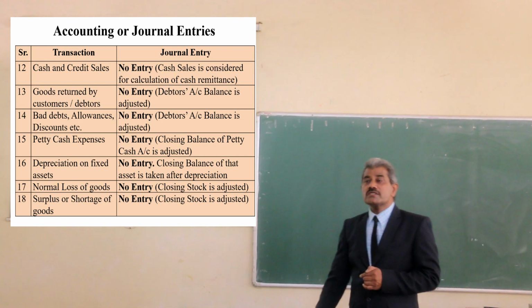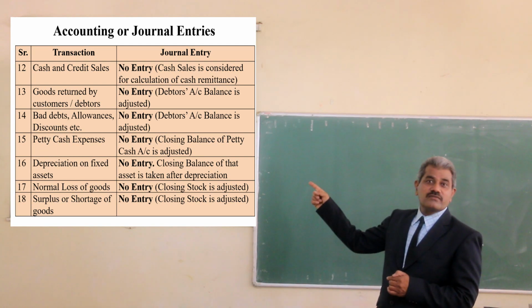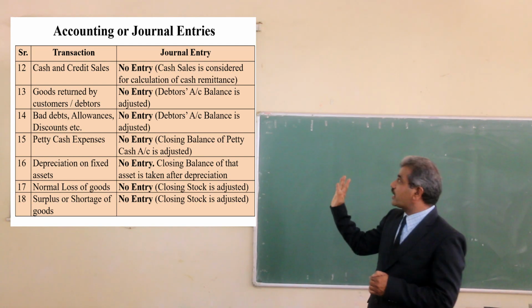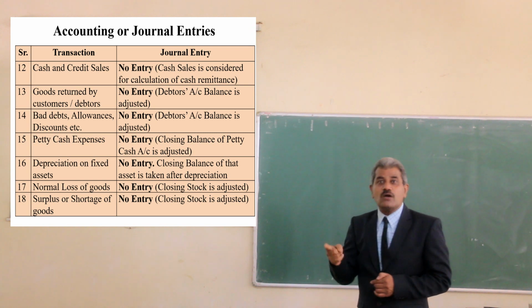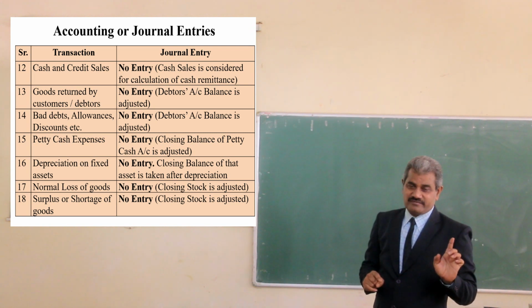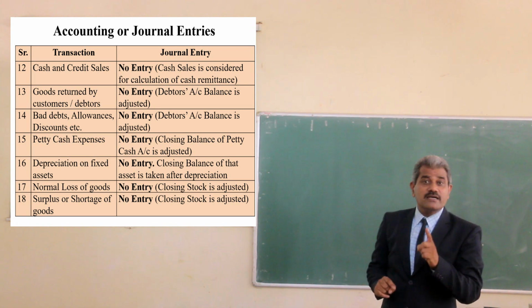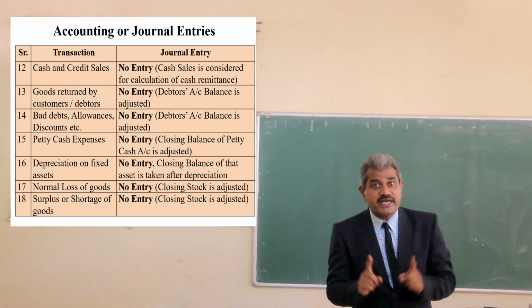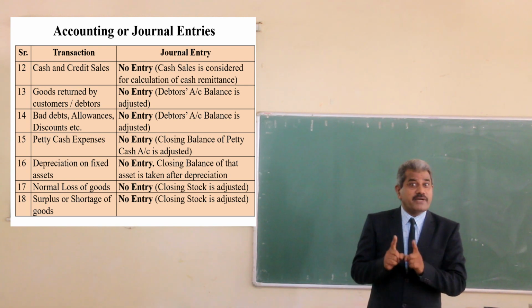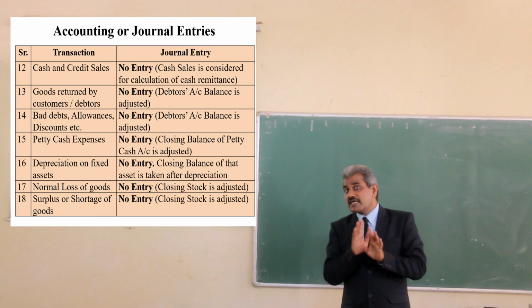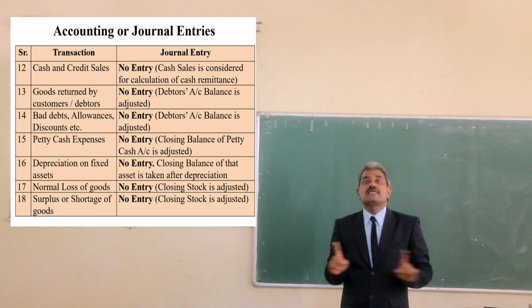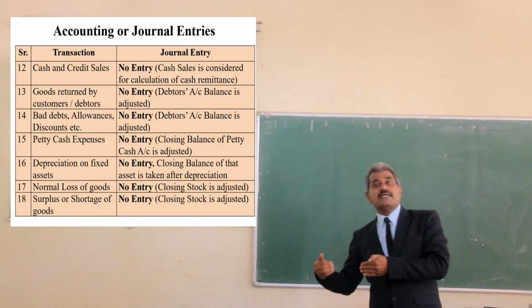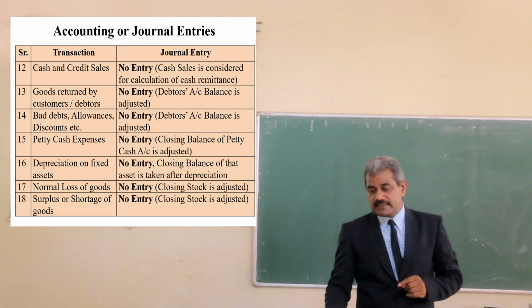Next, goods returned by branch debtors. Goods returned by branch debtors is not recorded. Only the debtors account's balance is adjusted. In the first method, the branch account method, goods returned by branch debtors or customers are not recorded anywhere. Only the closing balance of debtors is adjusted.